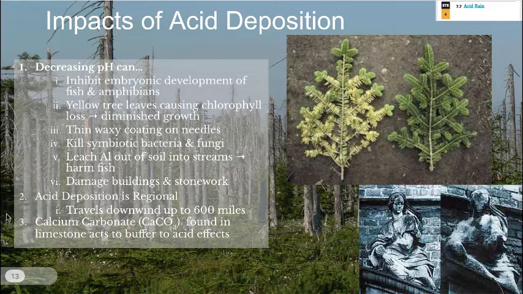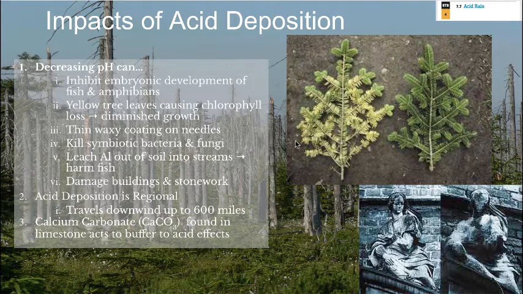Acid deposition is regional, so we need to understand that this is something that can affect local areas and definitely moves downwind. So we see a consistent pattern or trend with the air currents from areas that have high sulfur dioxide or nitric oxide output, and then the areas downwind of that are the ones that are suffering the consequences, not just the immediate area. So that's important to know.